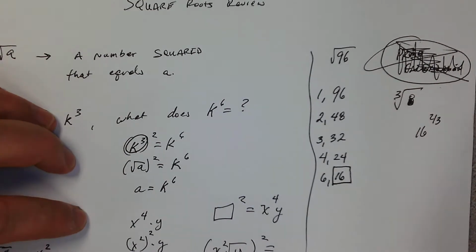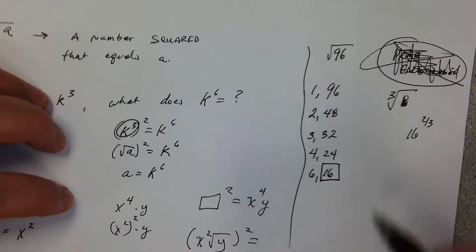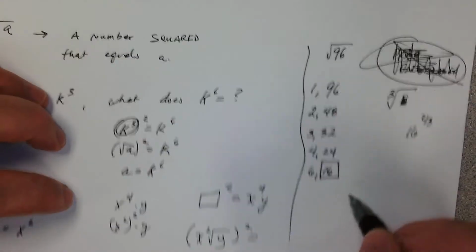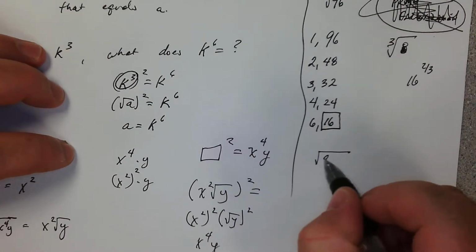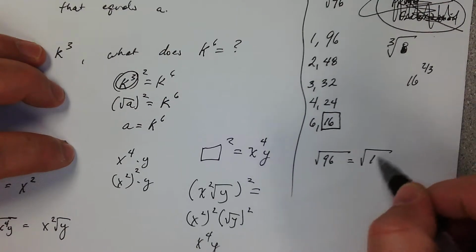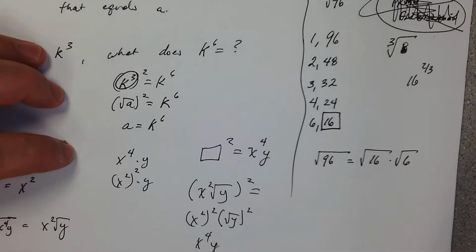That's the largest perfect square. The reason I know that's the largest perfect square is because this is 2 times 3 times 16. So here's what we got. We've got this fact right here. The square root of 96 is going to be equal to the square root of 16 times the square root of 6.